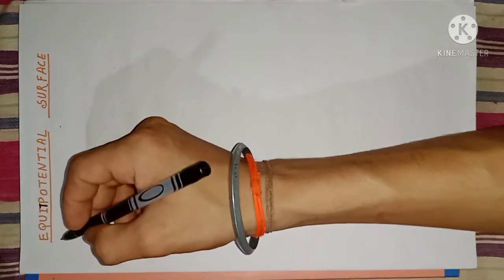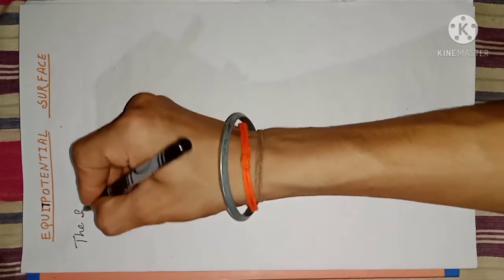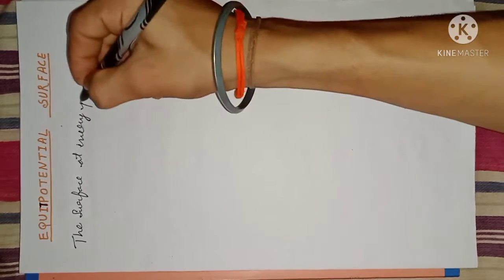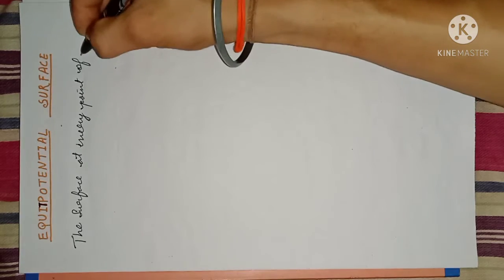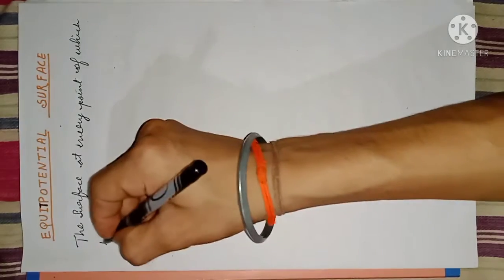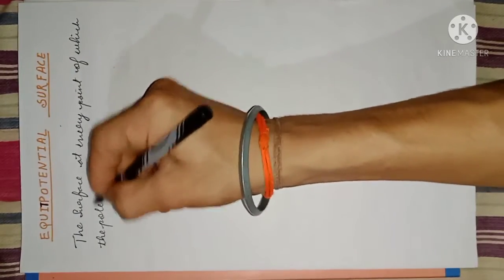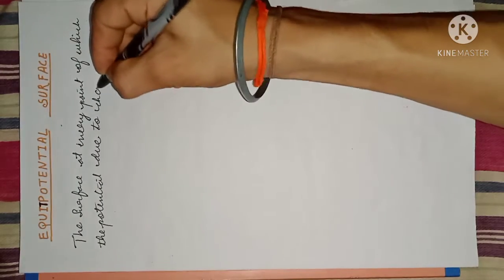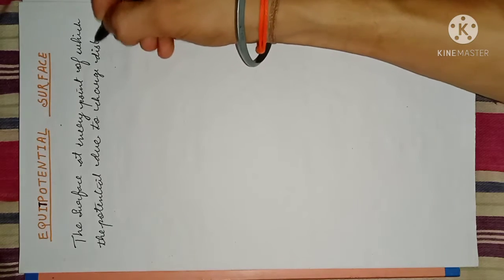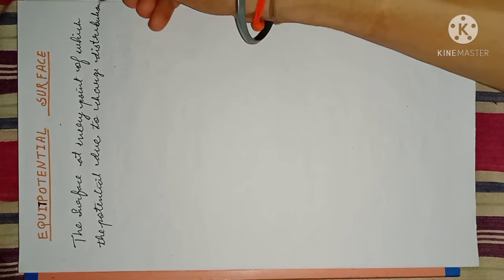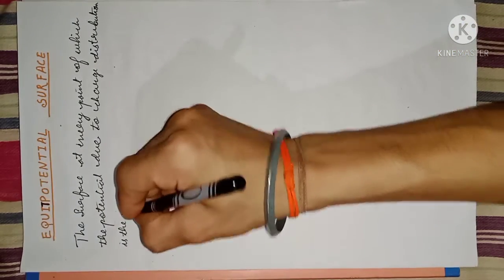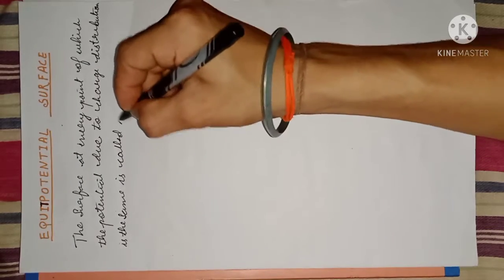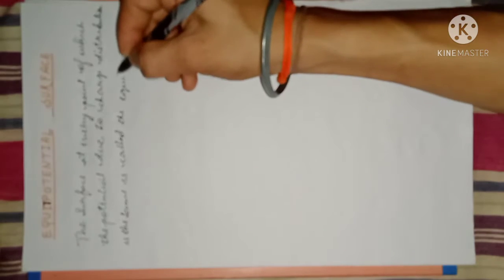We can define equipotential surface as the surface at every point of which the potential due to charge distribution is the same. It is called the equipotential surface.